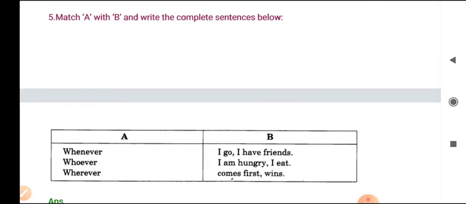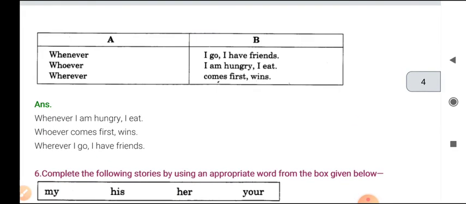Match A with B and write the complete sentences below. We have two columns, A and B. Whenever, whoever, wherever. I go, I have friends, I am hungry, I eat, comes first, wins. Okay, let's try this. Whenever I'm hungry, I eat. Whoever comes first wins. Wherever I go, I have friends. Okay, let's move on.